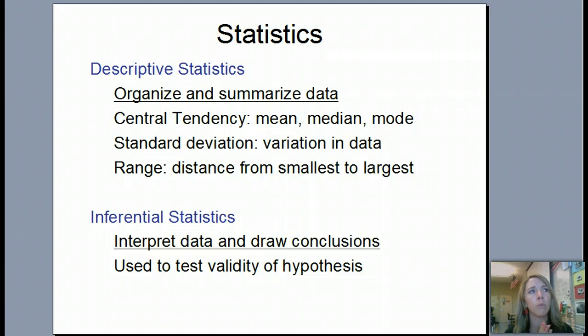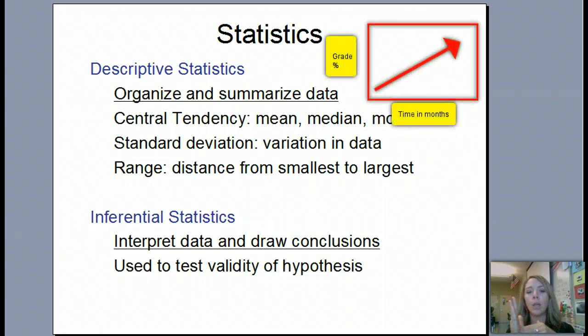An example of making an inference. If I was looking at time on my x-axis, maybe months, so August, September, October, November, and then we're looking at grades, and let's say the percentage is going up. So as time goes by, grades go up. You can infer that the student might have studied more, because their grades are going up over time. You can infer that the class got easier. So you're trying to draw conclusions from the graph or the data, the numbers.